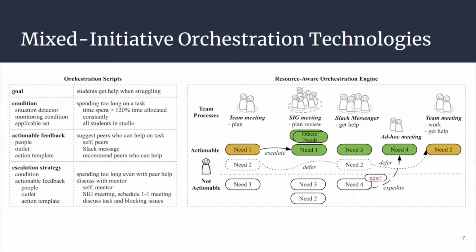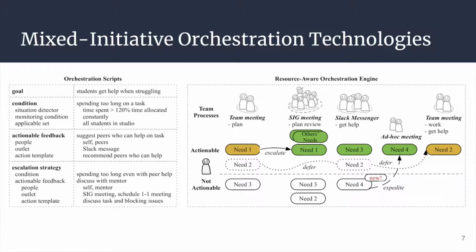But then later on, you might see that a new need arises, so need 4, for example, that needs to be immediately addressed. And so you'd expedite that need and fulfill it using, for example, an ad hoc meeting if there's nothing else in place that would solve it. And unlike orchestration scripts that are automatically triggered, the resource-aware engine doesn't automatically trigger these interventions. So what it does instead is it presents strategies and allows mentors to tweak the strategies and see what the impact of that tweak might be on addressing the current needs, addressing potential future needs, and the burden that the community must take in order to address them.